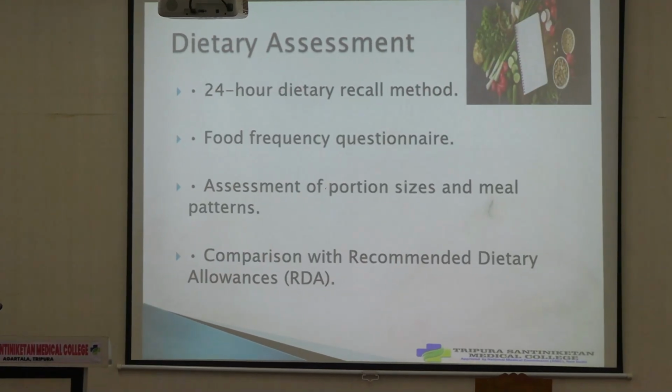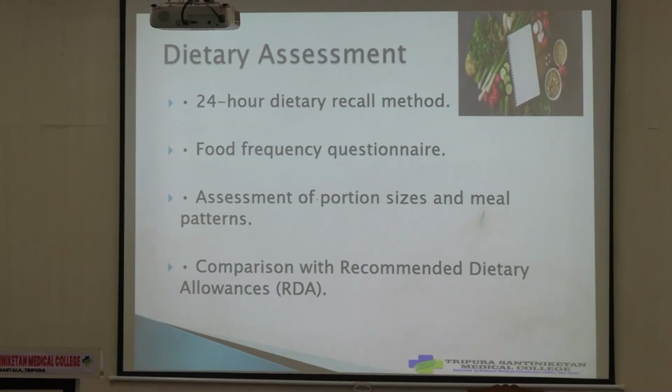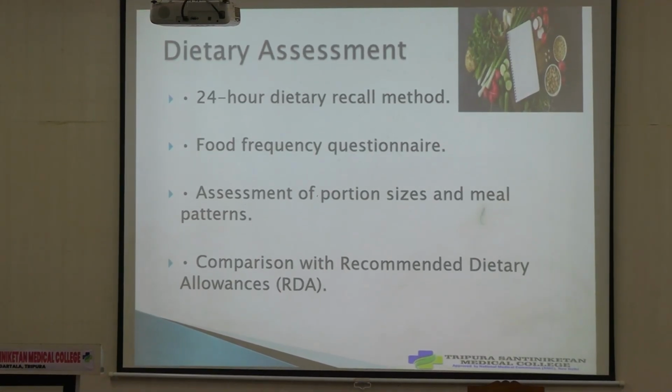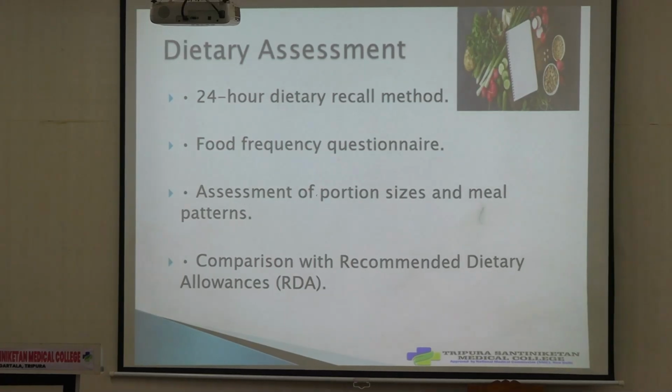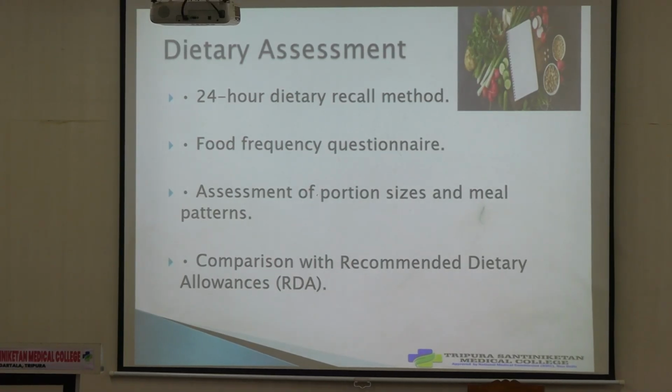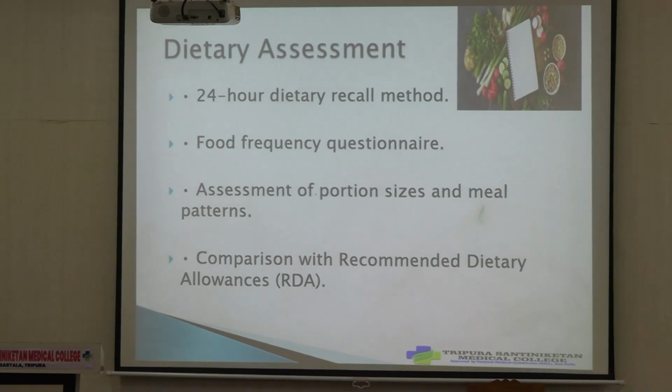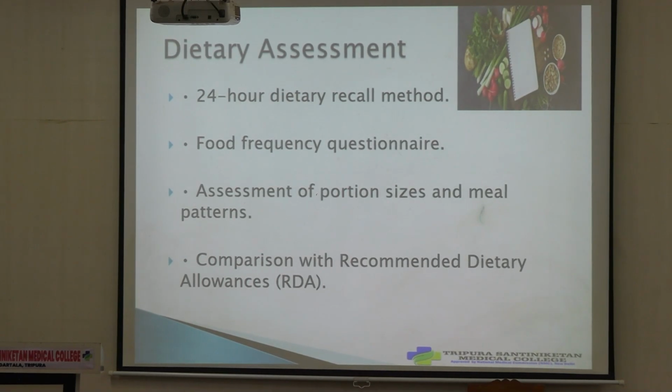Method: we will assess the health status, nutritional status of the family during our family nutrition program visit. It's probably on 4th or 5th visit. Then the other methods are food frequency questionnaires, assessment of portions, sizes and meal patterns, comparison with recommended dietary allowances.